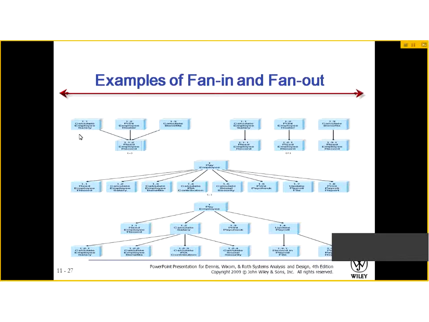Now these are a few examples of fan in and fan out. As you can see in the first figure, the fan in for this is 3, the fan in for 1.1.1 is 1, and the fan out for pay employee is 1, 2, 3, 4, 5, 6, 7, 8. So the fan out of pay employee is 8. So this is not good.